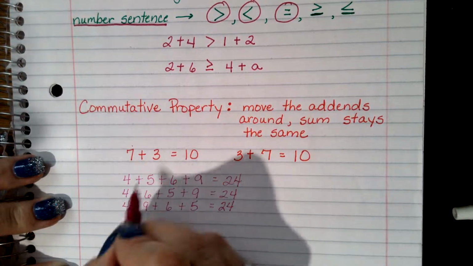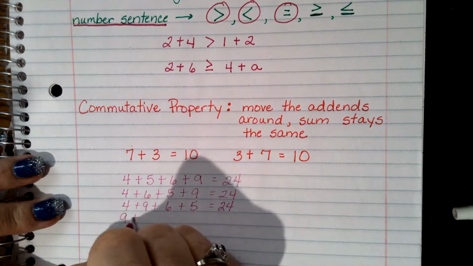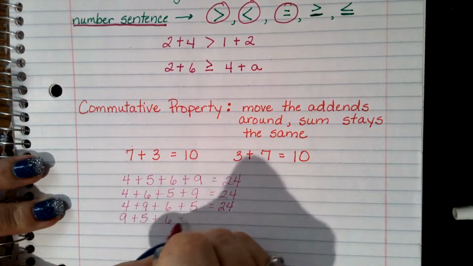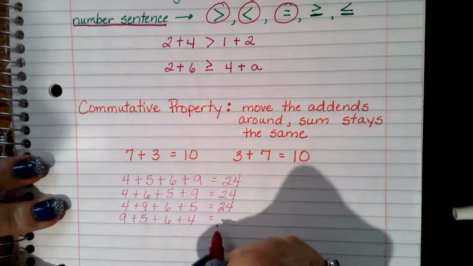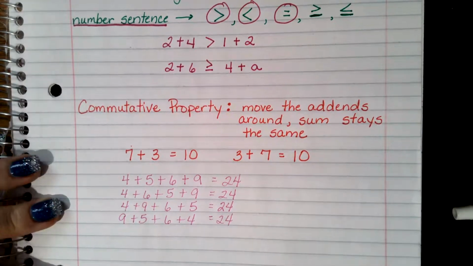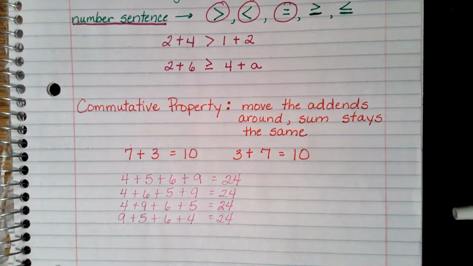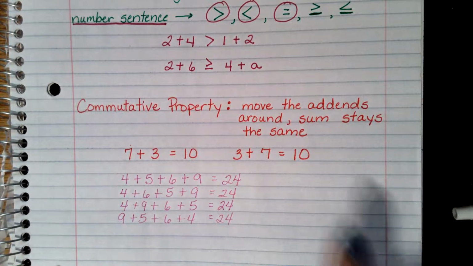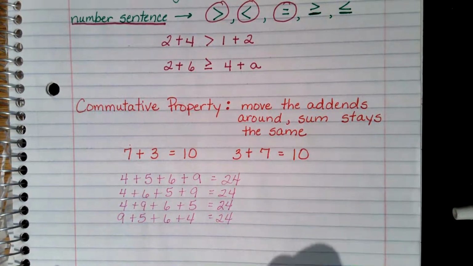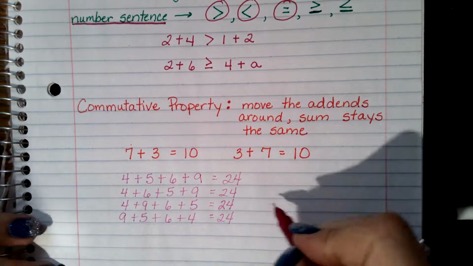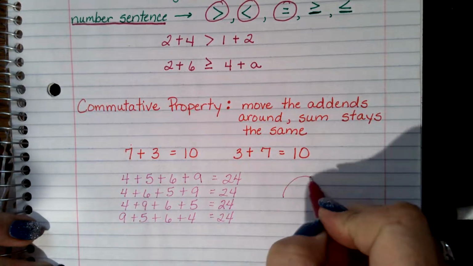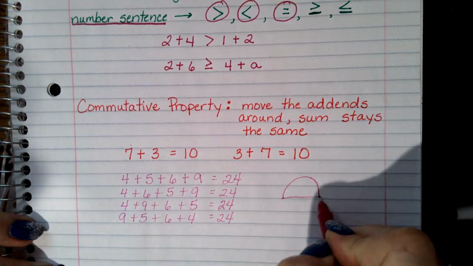Now I can put a different number in the front. I can say 9 plus 5 plus 6 plus 4 still equals 24. The possibilities are endless until we run out and start repeating the order of the addends. The commutative property says we can move the addends around, but the sum stays the same. I think of this like transportation, commute. We can transport the numbers.